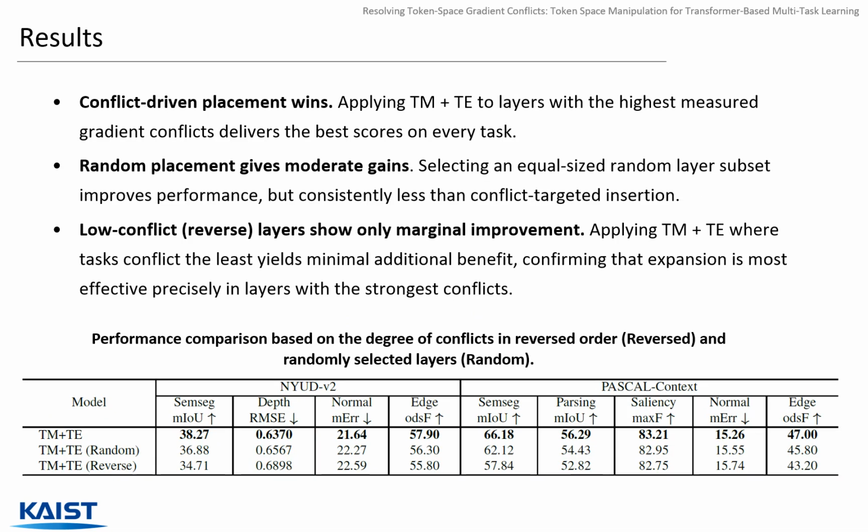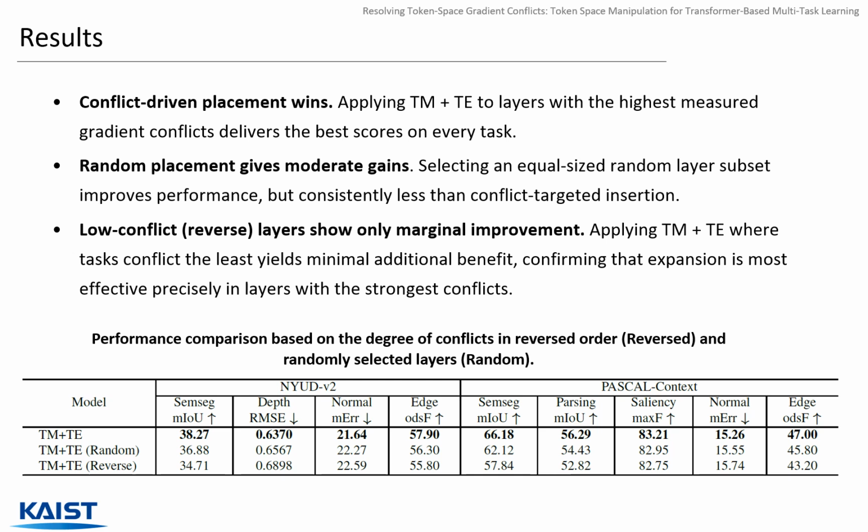Next, we rank layers by token space gradient conflict and insert token modulation plus token expansion in the top K layers. With the same budget of layers, this conflict-driven placement gives the best scores on every task we evaluate. For comparison, we also try an equal size random subset. That version improves over the baseline, but it is consistently weaker than targeting the layers with the highest conflicts.